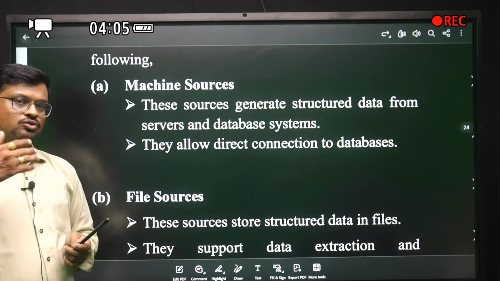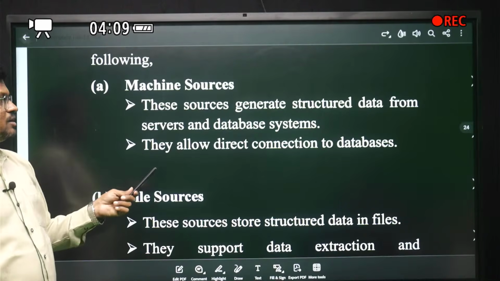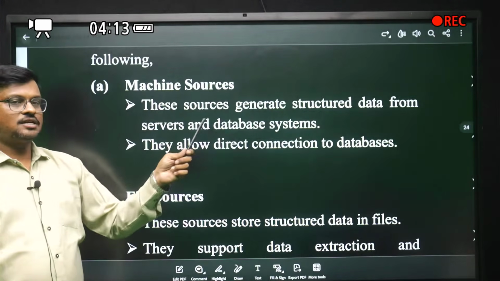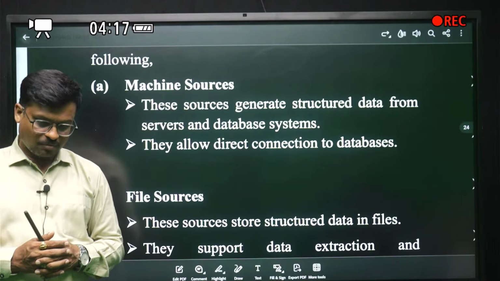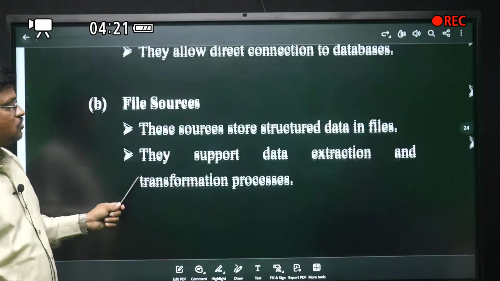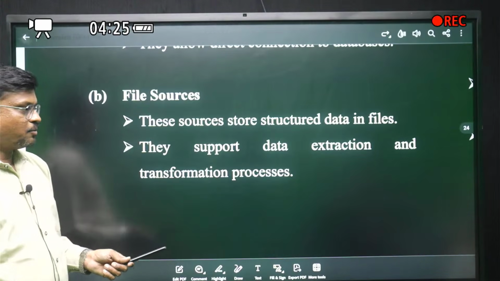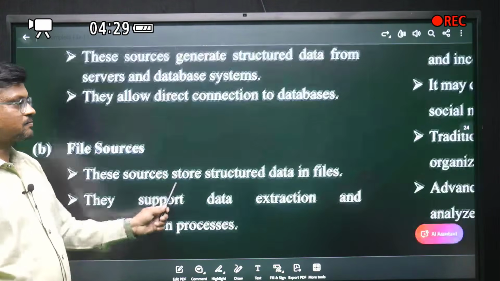And the major sources of extracting this data are machine sources. Usually machine sources generate structured data from the servers and the database systems. Database systems store the data in the form of traditional rows and columns. File sources store structured data in files. They support the data extraction and transformation process, ETL.